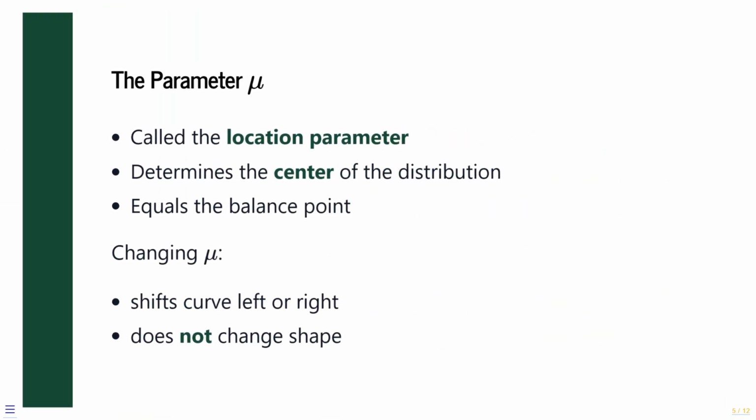Now we examine the parameter mu. This is called the location parameter because it determines where the center of the distribution lies. It represents both the balance point and the peak of the curve. Changing mu simply shifts the entire normal curve left or right along the horizontal axis without changing its overall shape.